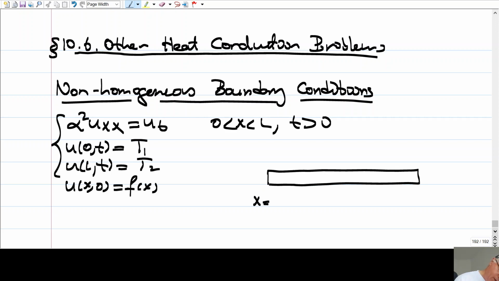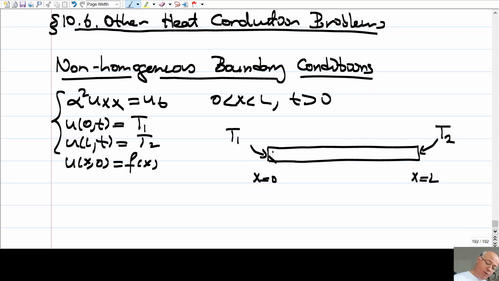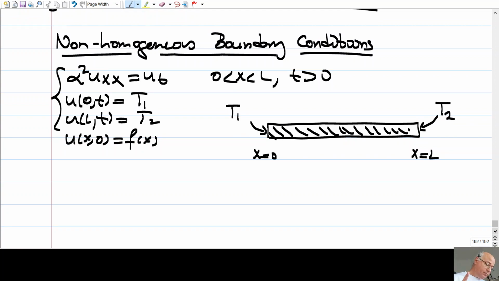A metal bar of length L. At this end, the temperature is kept at T1, and at this end, the temperature is kept at T2. And I wonder how the temperature changes in this metal bar, given that the initial temperature distribution is f of x. All right. Now, the idea is the following.